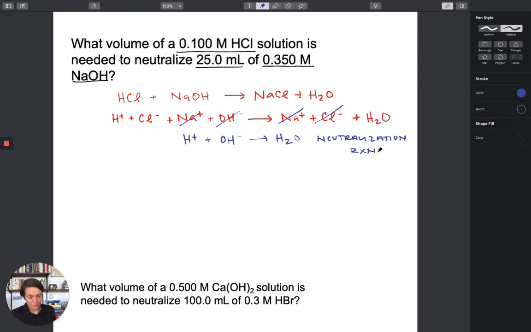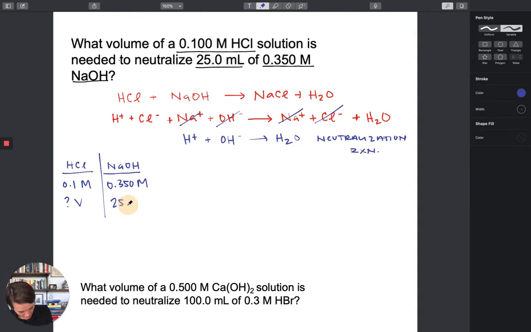Okay, so now we can fully understand what is taking place here. Now we just need to plug our values in and figure it out. So we have our acid, HCl, and it's 0.1 molar. And the question is, what volume? Then for my base, I have NaOH, and I know that I have 0.350 molar, and my volume is 25.0 milliliters.